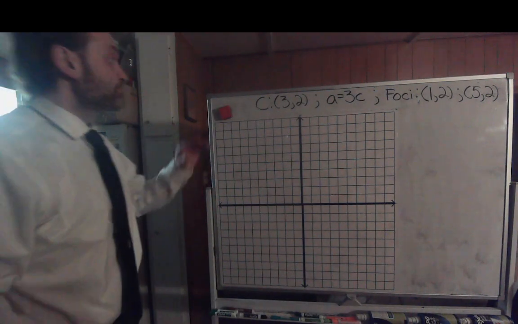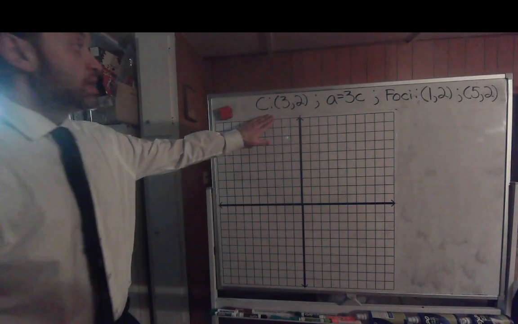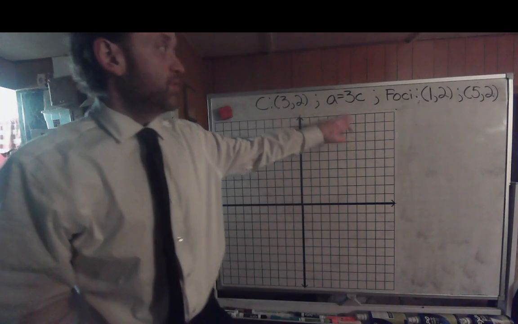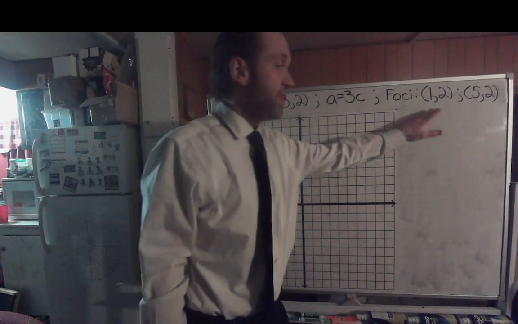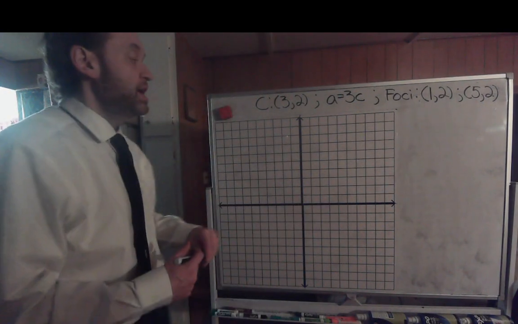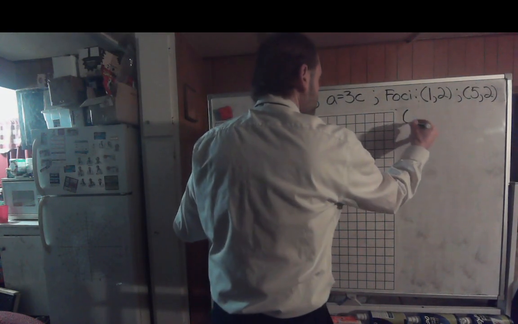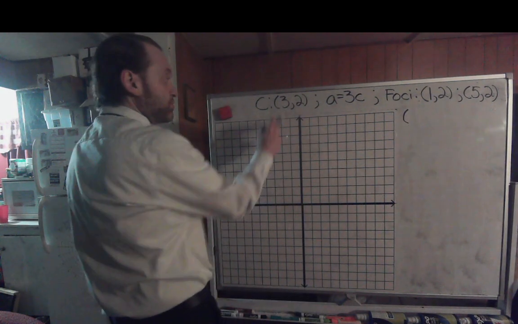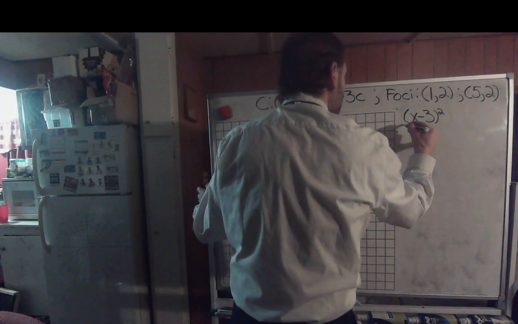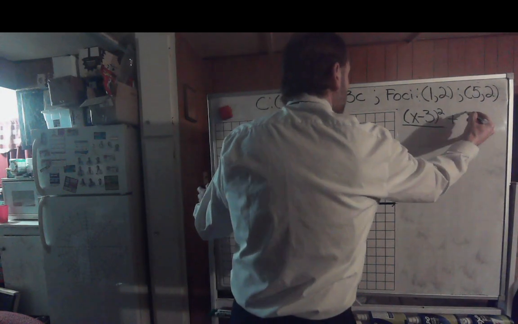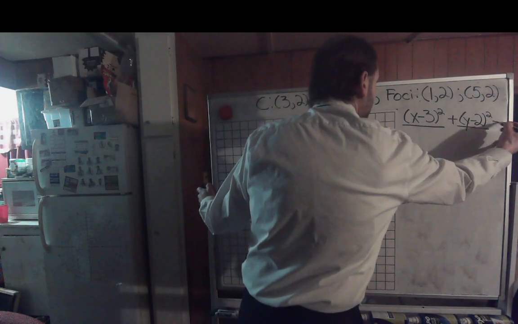So, center is at 3, 2. A equals 3c, foci are at 1, 2, 5, 2. Well, that center at 3, 2 jibes with the fact that it's halfway between your foci. So to start with, let's set this up for the equation. If the center's 3, 2, that means this is going to be x minus 3 squared over some number plus y minus 2 squared over some number equals 1.